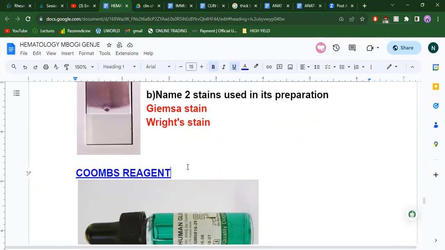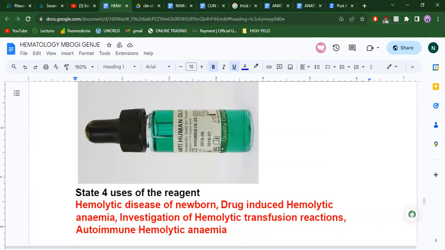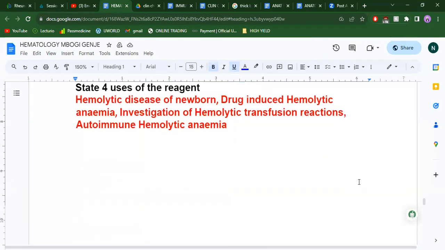Okay, Coombs reagent, it's a repeated question. Uses: this one we went through it. Hemolytic disease of the newborn, drug-induced hemolytic anemia, hemolytic transfusion reaction, autoimmune hemolytic anemia. You remember when I was explaining direct and indirect? Yeah.